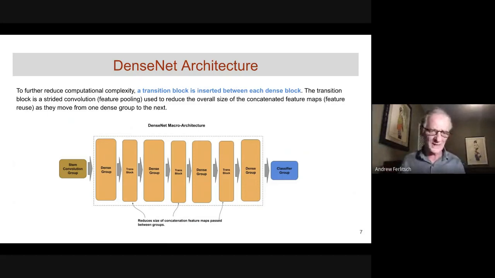And while it's not exponential growth, it is polynomial growth. Kind of think of it sort of as a trapezoid growth in size. And what the transition blocks do is after every dense group, they squash it back down. And that's the reference to the narrower feature maps.